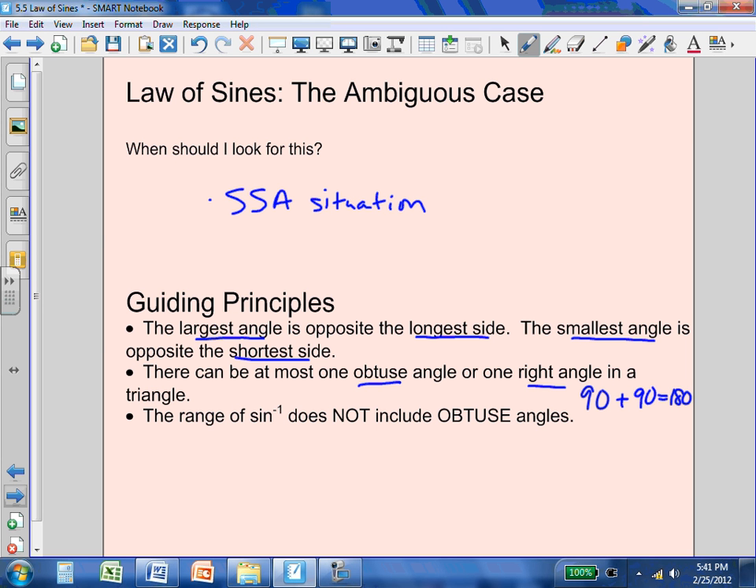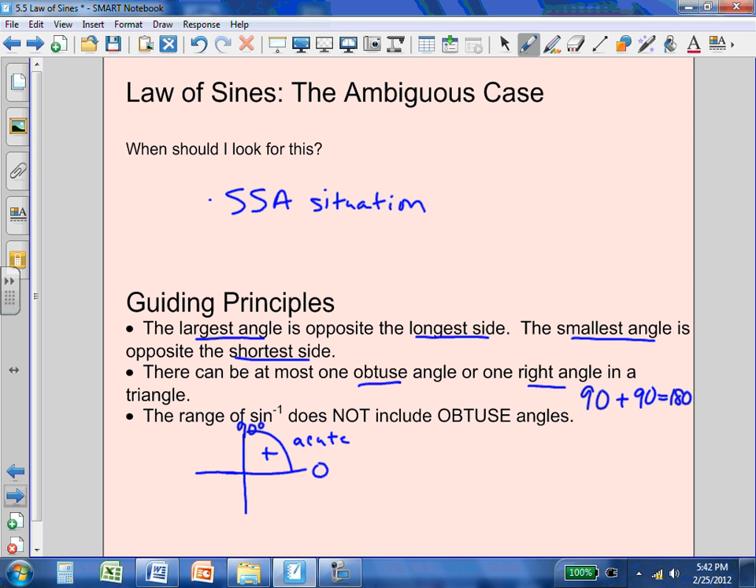Okay, and then the last thing is that the range of the inverse sine, the output of the inverse sine, if you're using that on your calculator, it will only tell you positive sine values from the first quadrant. Now, we're only ever going to be seeing positive sine values because we're dealing with positive side lengths. Therefore, it will only tell you angles from 0 to 90 degrees. Those are all acute.